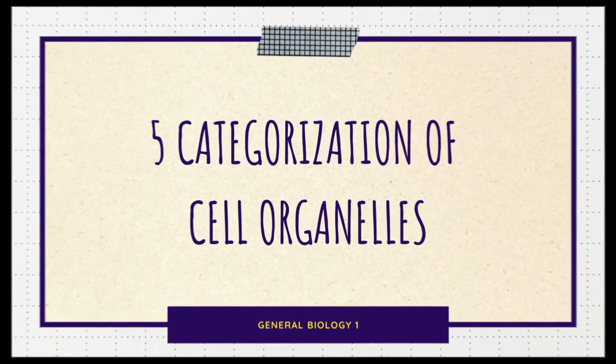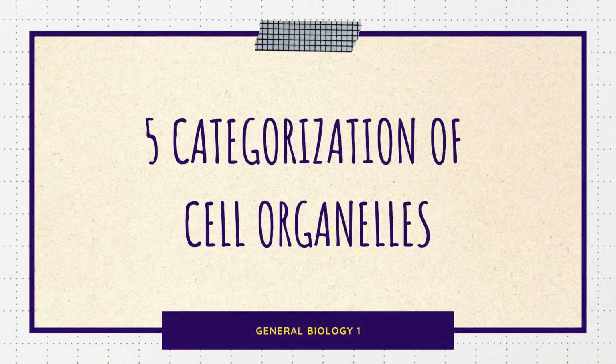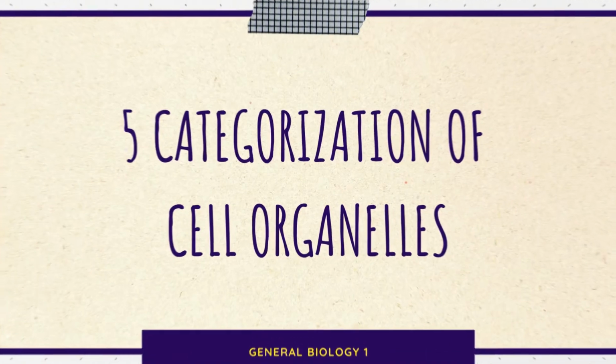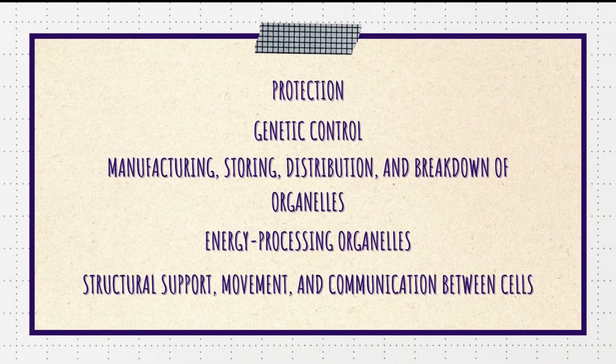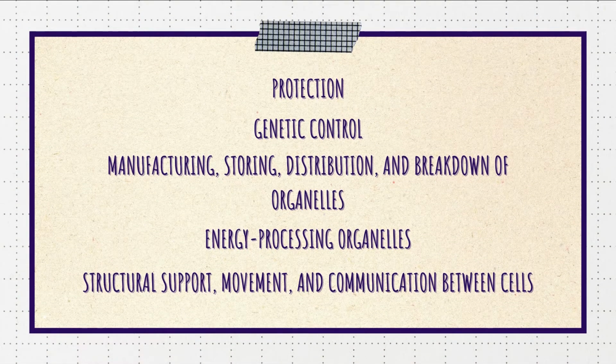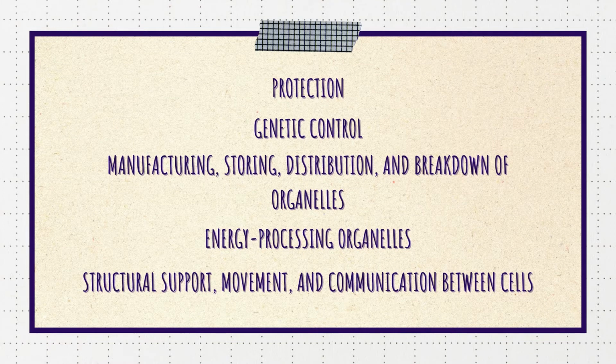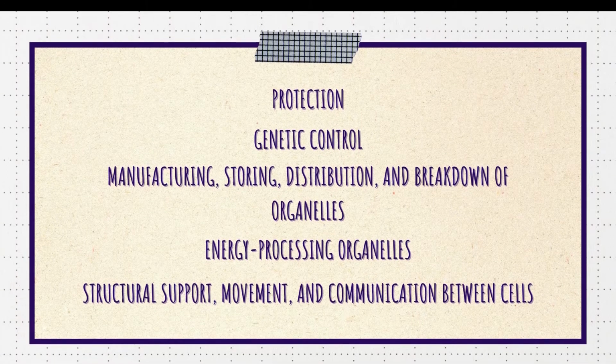Hi everyone, today we will be tackling the 5 categorizations of cell organelles and their functions in a cell. These 5 are protection, genetic control, manufacturing, storing, distribution and breakdown of organelles, energy processing organelles, and the structural support, movement, and communication between cells.